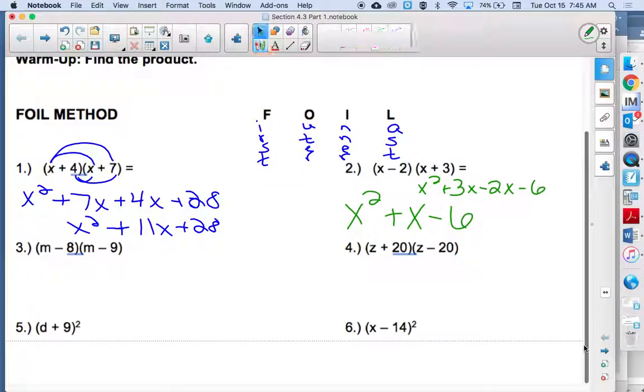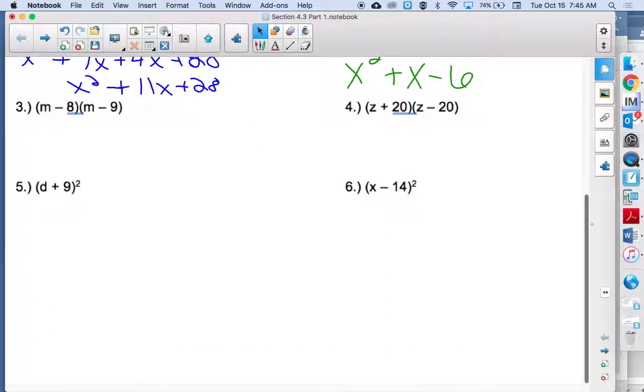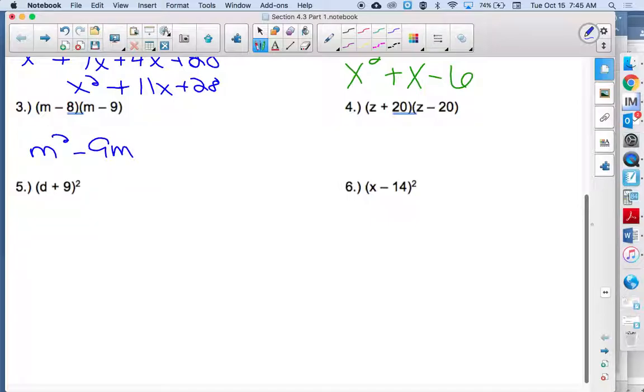The third one, it can also be m. It doesn't have to always be an x, and we'll interchange those variables. So Nina, we have m minus 8 and m minus 9. That'll be m squared minus 9m minus 8m plus 72. And that would go down to m squared minus 17m plus 72. Nice job. Just watching those signs. Carrying those signs through the double negative makes that positive 72.